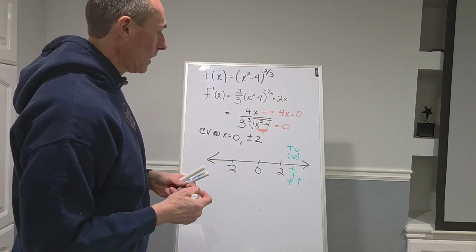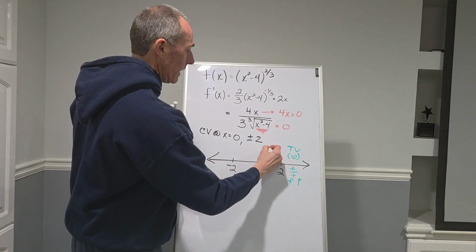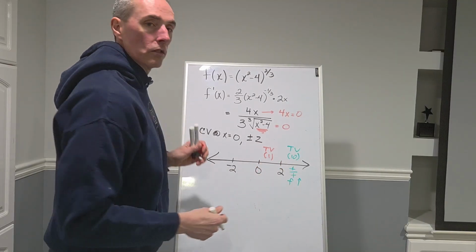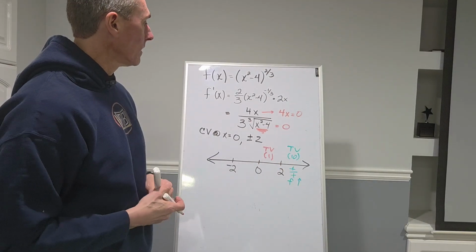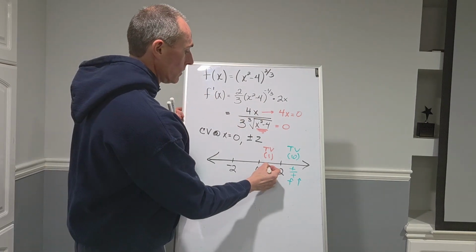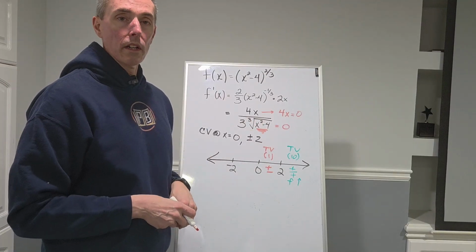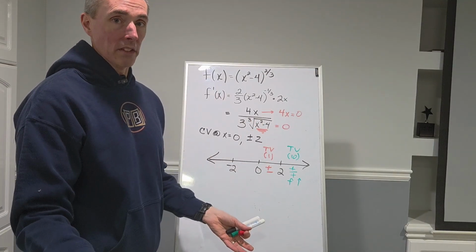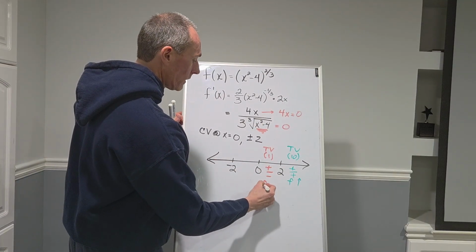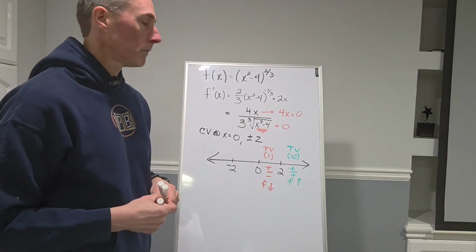Okay, so now let's look at what happens in between 0 and 2. Let's say our test value is 1. All right, again, substitute 1 back into the derivative. We're always going back into the derivative. So the top is positive again, but this time 1 squared minus 4 would be a negative, and the cube root of a negative is a negative. So overall here, the derivative is negative. That means the function must be going down.